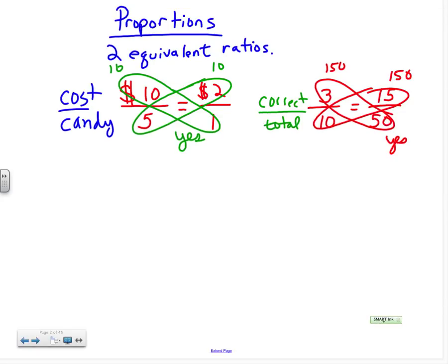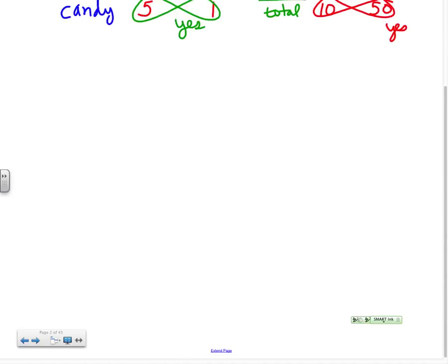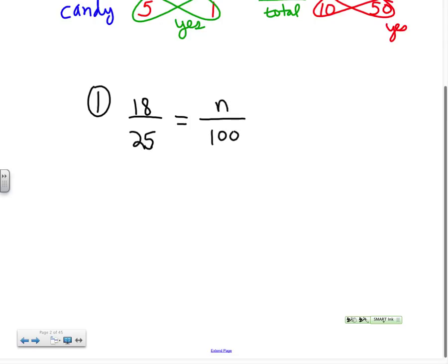So my first problem I want to show you is things, again, you already know. 18 out of 25. We can consider this to be a math test. You might have gotten 18 out of 25 correct. Well, if there were 100, how many would you get correct? So to find a proportion, this would be like our missing number. 18 to 25 equals what out of 100?